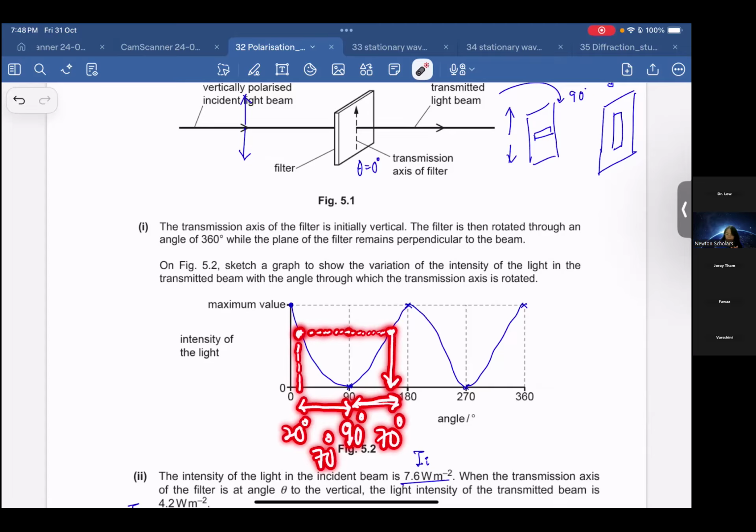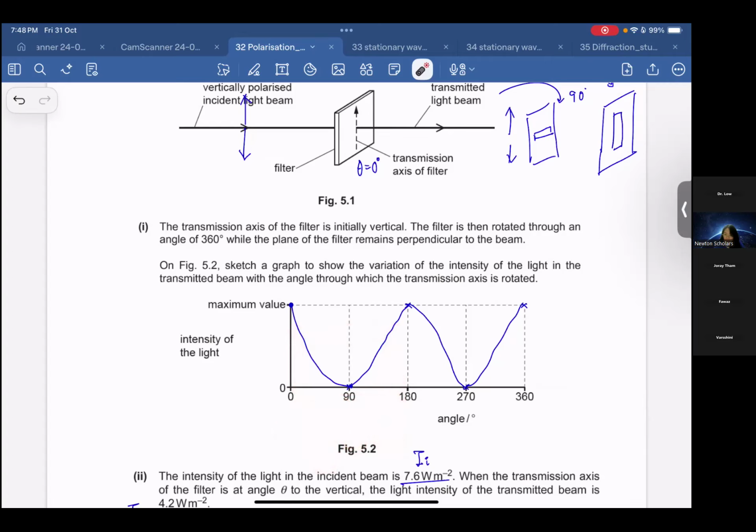Then until the minimum, I actually rotate an extra 70 so that it comes to 90. Okay, then after that, if you want to get back the same intensity, you need to rotate another 70 degree. So in total, what is the angle needed for you to rotate? The answer is 140 degree. This one you have to think a bit.